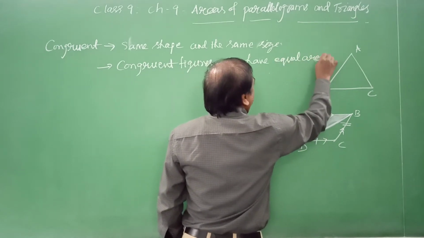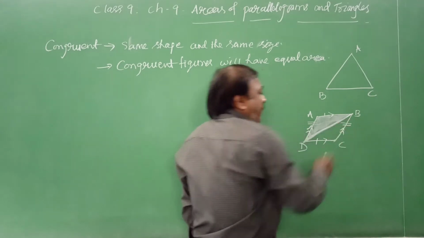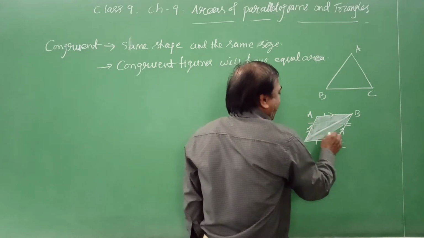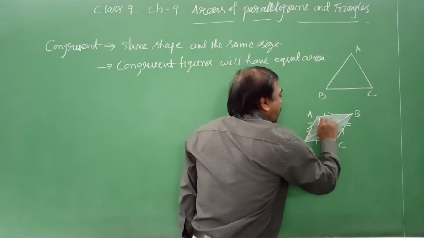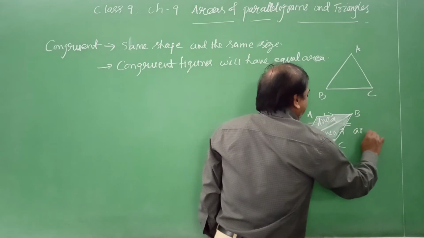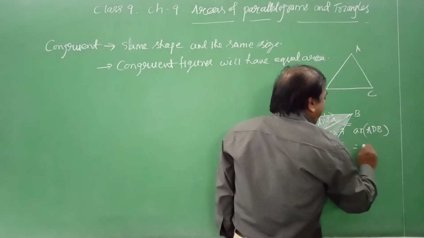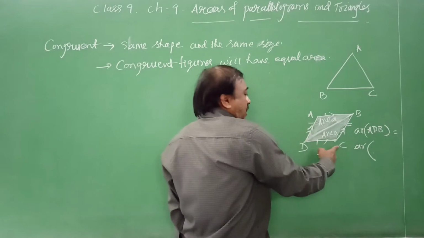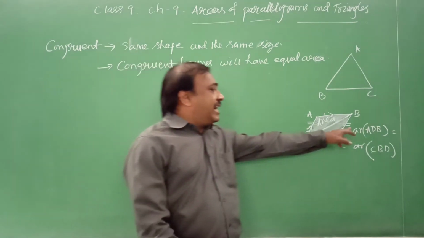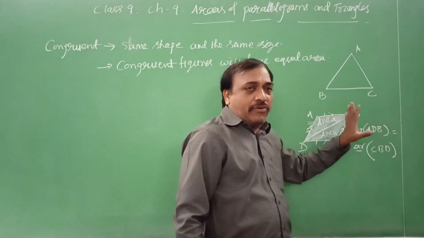If the areas are equal, then the diagonal of a parallelogram divides it into two congruent triangles, which we learned in earlier classes. So the area of triangle ADB is equal to the area of triangle CBD. Area we denote with AR. So these two areas are equal.